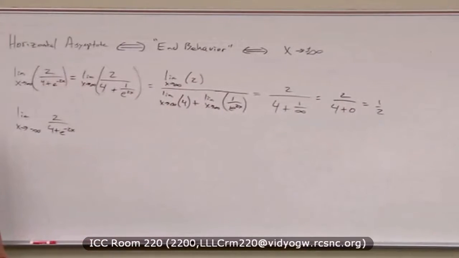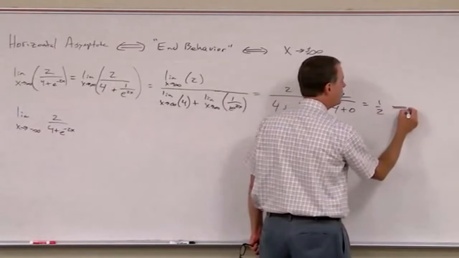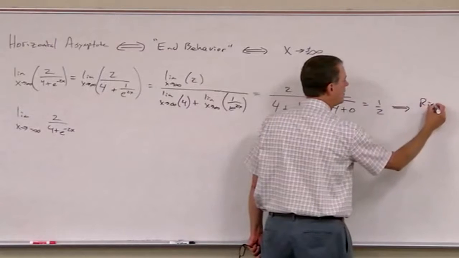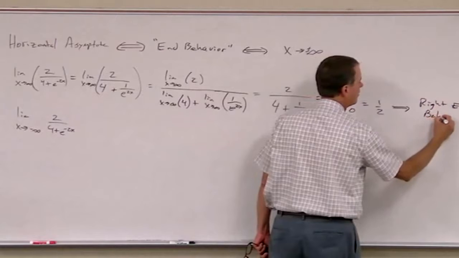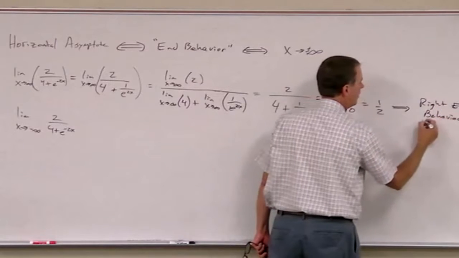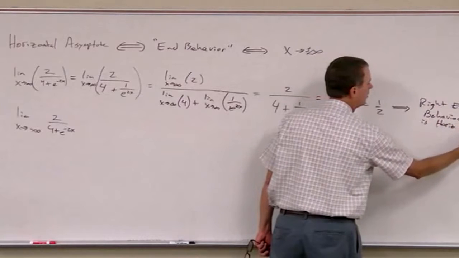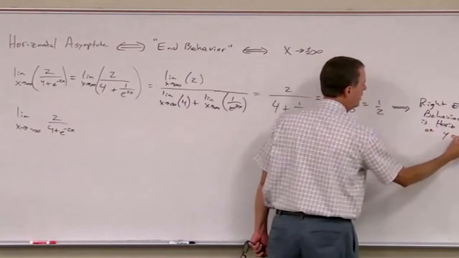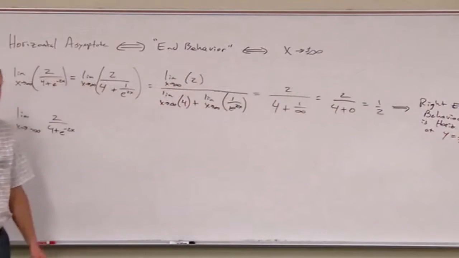I can't even see it. I'll have to pan back a little bit. Oh, that's nice. See now? This statement right here tells me the right end behavior is a horizontal asymptote at y equals 1/2. That's what I've discovered from that little bit of work.